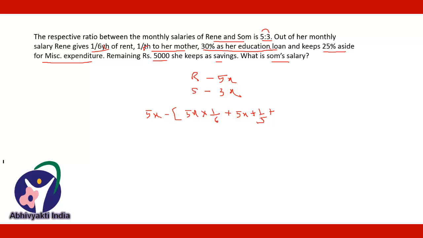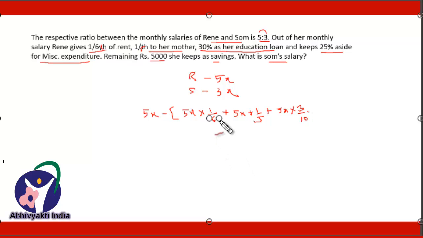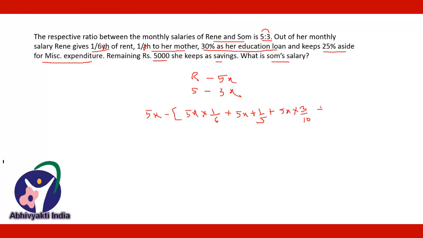30% to the education loan. 30% means 3/10, so 5x into 3/10, plus 5x multiplied by 1/5, sorry, that was for the mother. Then 25% as miscellaneous expenditure, so 25% means 1/4 of what? 5x.